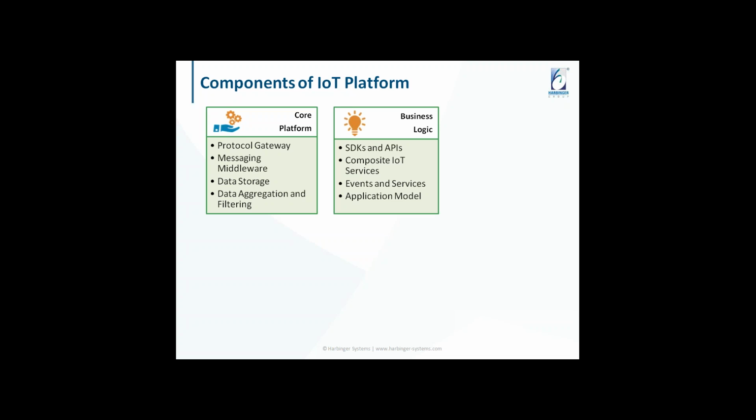The second category is the business logic. This consists of the SDKs for hardware devices or mobile devices, then APIs for web portals, and different services, which may be generic or domain specific. For example, it could be push notifications. These are consumed by the applications. It would also have ready-to-use application templates which can help in quick application development. It also has some events and services based upon which one could write the logic for it. A model is also built in with the IoT platform.